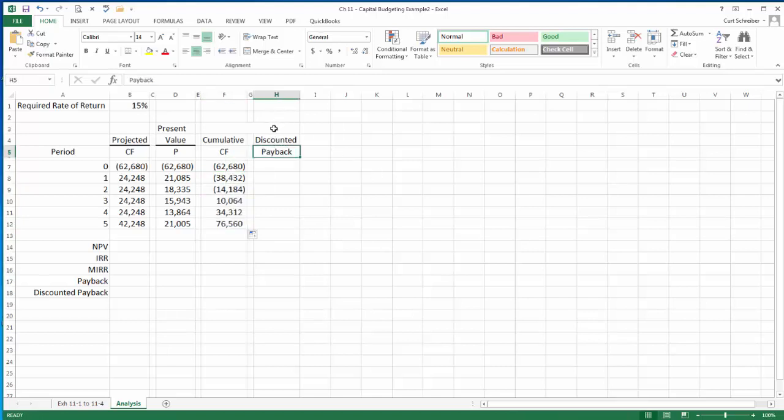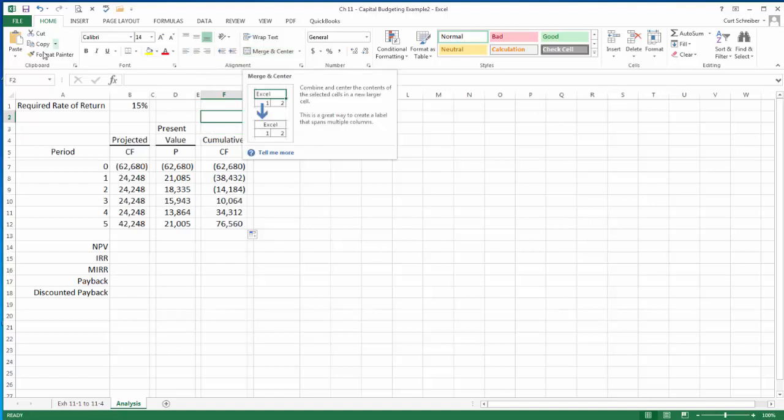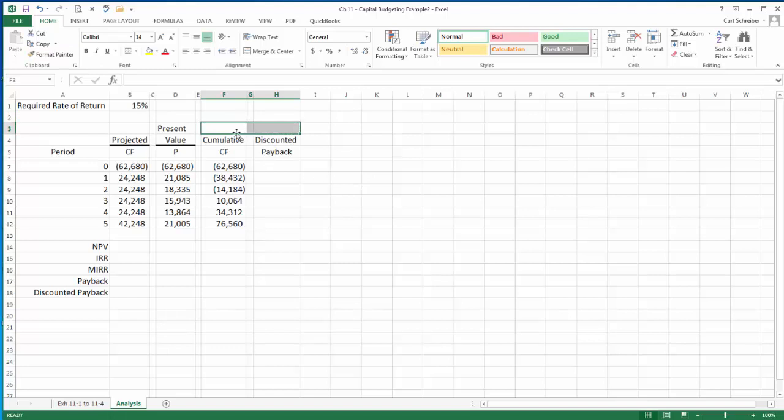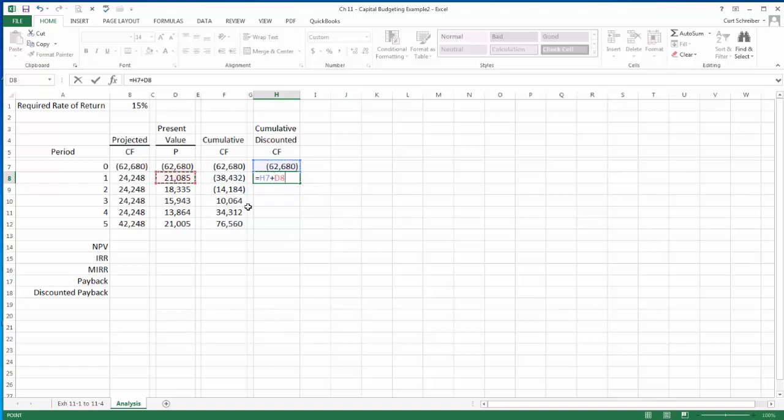And then let's call this, let's see here, I'm going to use my format painter, and then cumulative cash flow, and let's call this the cumulative discounted cash flow. Okay, there we go. Is equal to, and I'm going to click on the present value, then equals the 62,680 plus the 21,850.